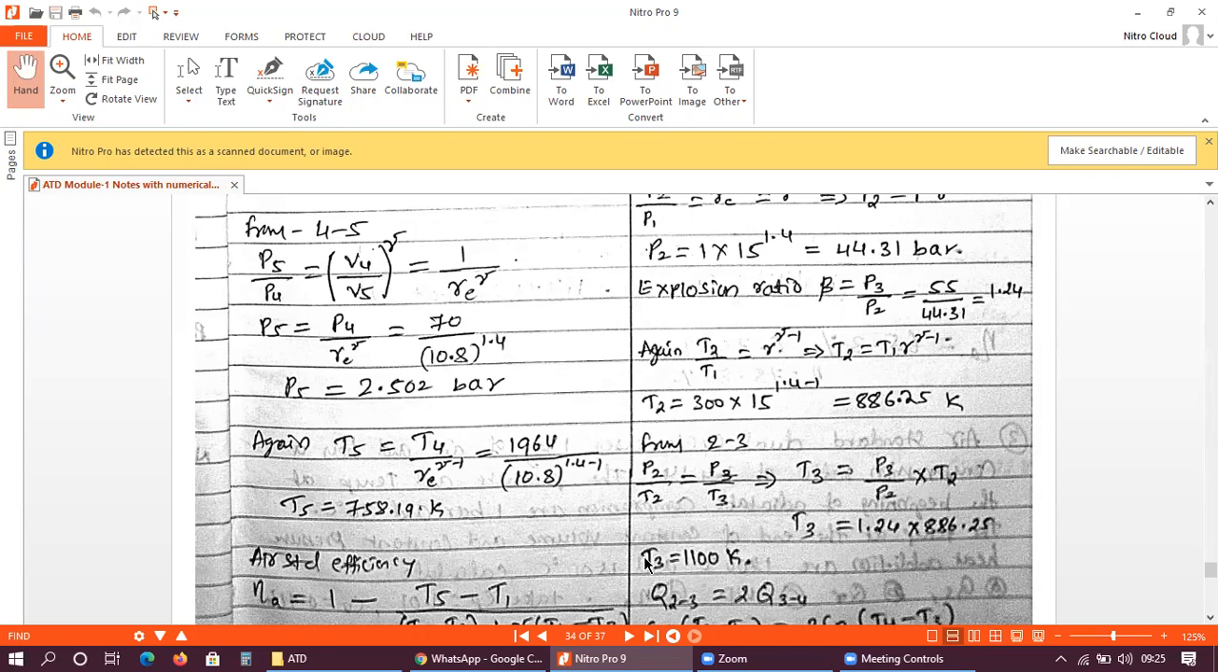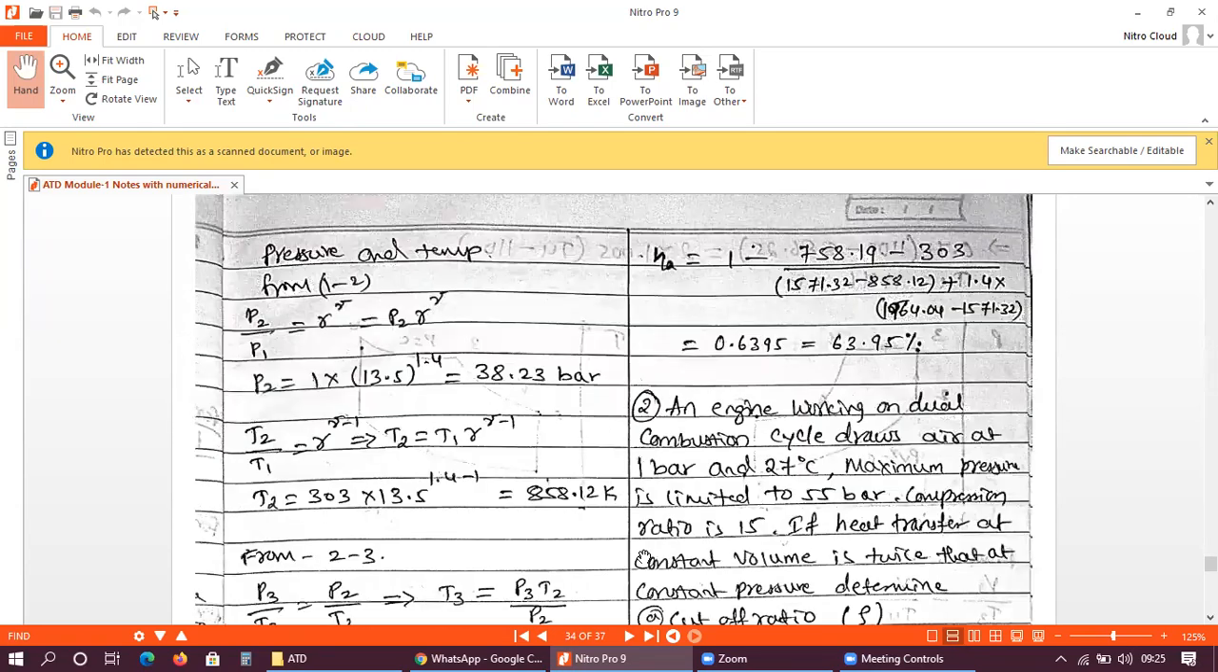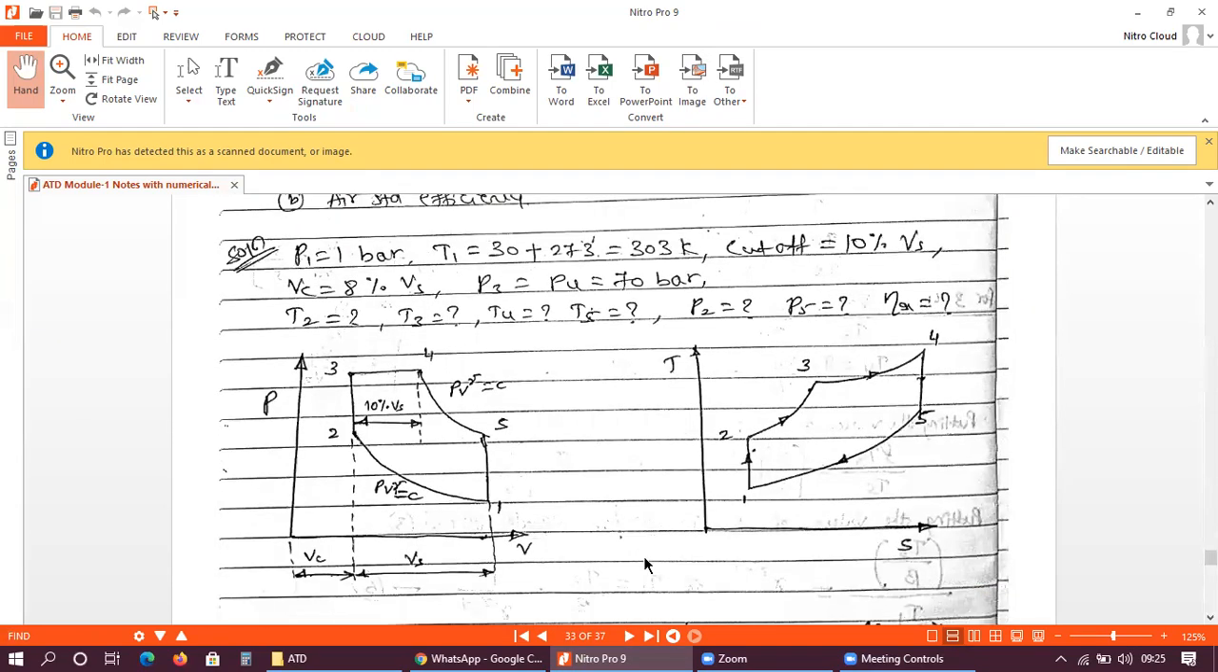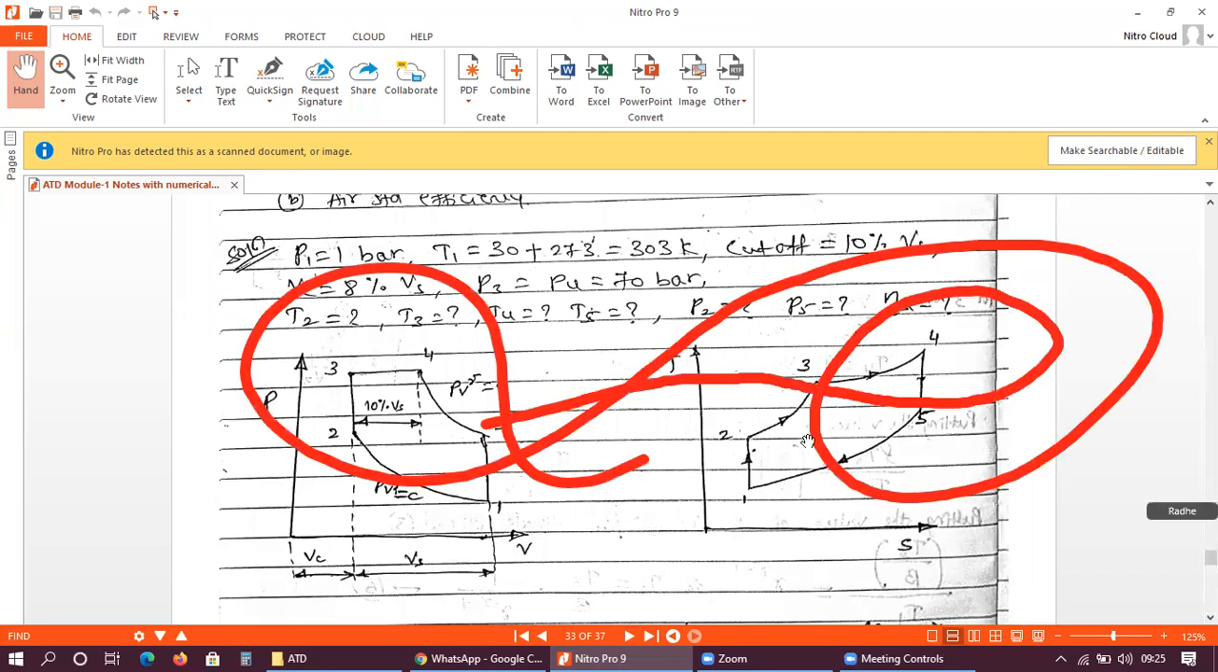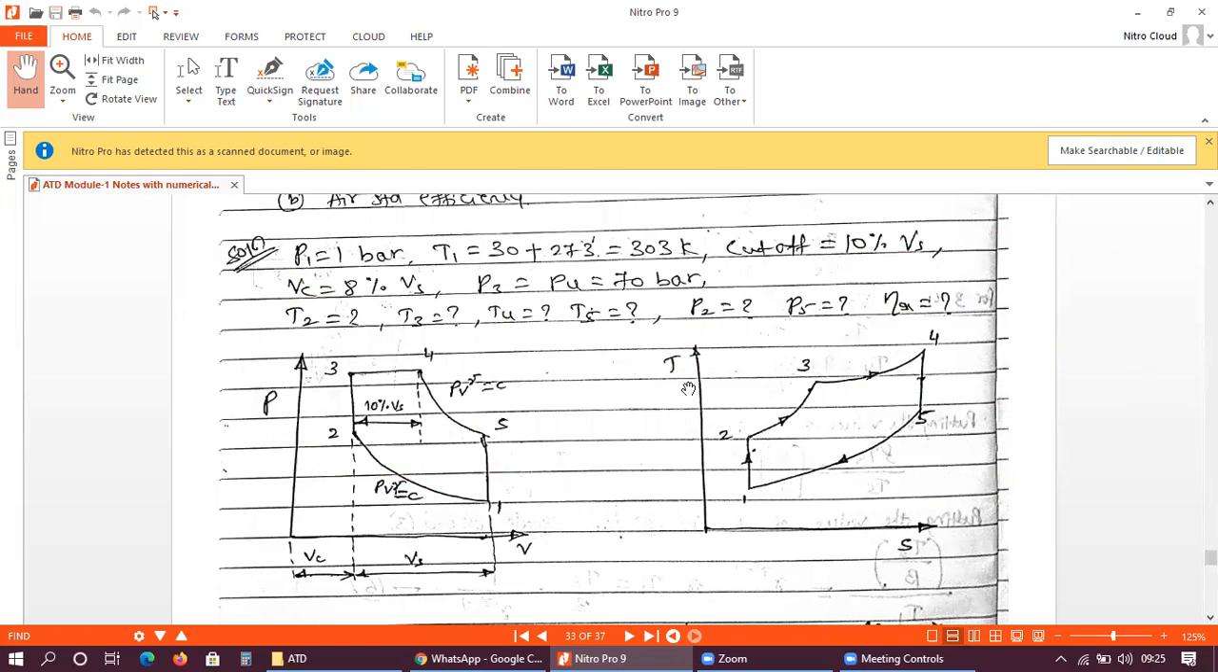If you go through the PV diagram, you will come to know where exactly the T3 value is. This is the PV diagram, whereas this is the TS diagram, the temperature-entropy diagram. On this TS diagram, you can see this is point number 3. Points 1, 2, 3, 4, 5 represent the temperature at the salient points.